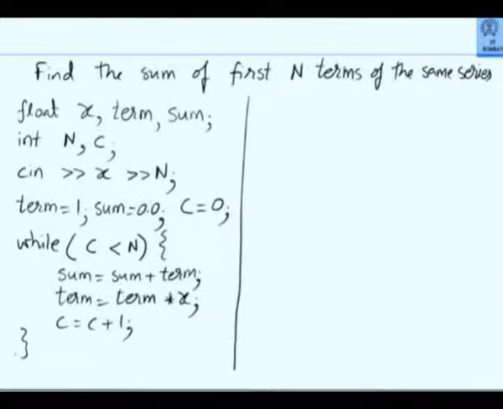So you can count 0, 1, 2, or you can even count 5, 6, 7. From 5 you can start counting up to 7. But since n is given, the upper limit is known to you in terms of n. You can either start from 0 and count up to n minus 1, or you can start with 1 and count up to n. So as long as it is less than or equal to n, you can continue. So 1 to less than or equal to n, or 0 to less than n, both are equal.